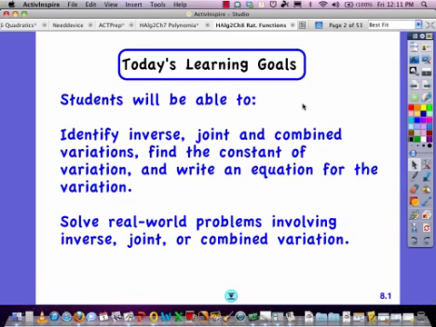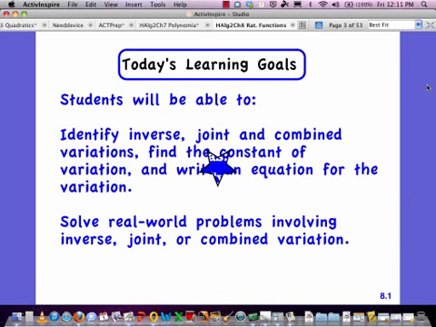We're starting a new chapter on radical and rational functions. We're going to start with reviewing a little direct variation, but you can see here our today's learning goal. Inverse, joint, and combined variations are also going to be discussed, the process of finding the constant of variation, and how we're going to use these problems in real-world situations.